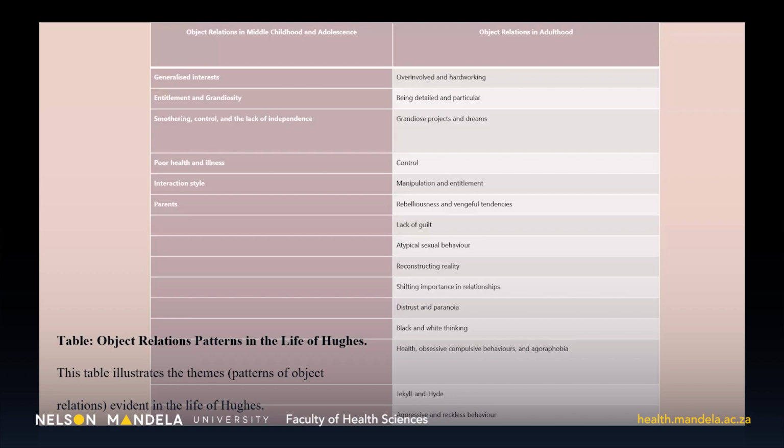Very distrustful and paranoid in his interactions, very much black and white thinking, health difficulties, obsessive compulsive issues, switching, Jekyll and Hyde, and aggressive and reckless. All right. That emerged over reading lots and lots of data that describe what this man's life was like. And then the table summarizes those themes that emerged. And then in my findings chapter, I went into each of them and explained them.